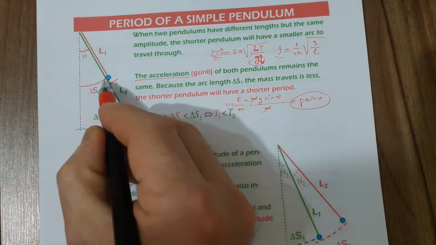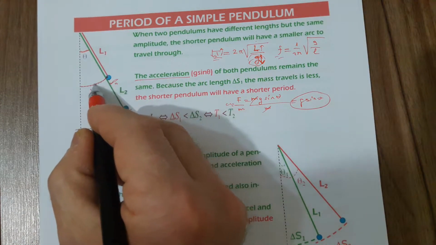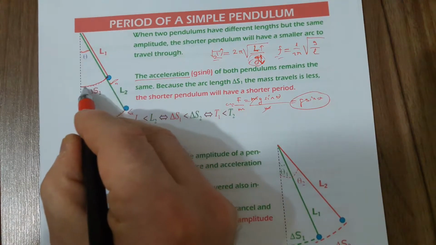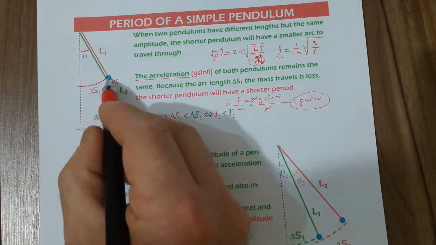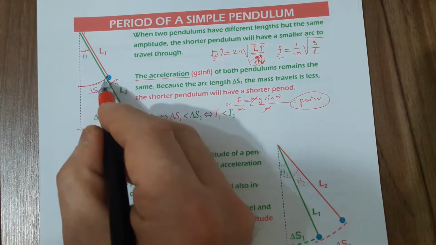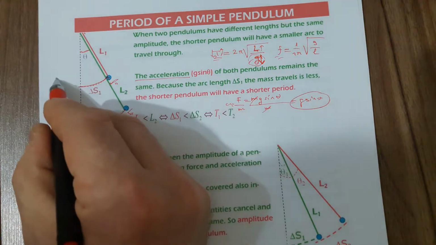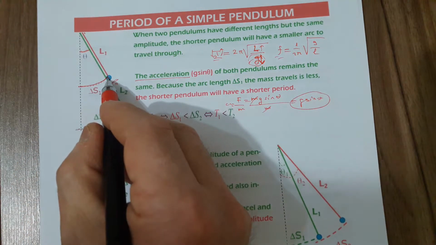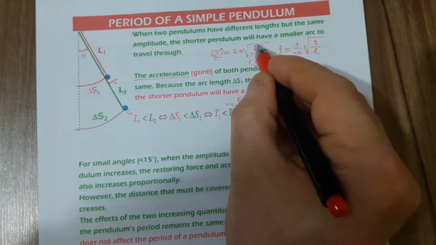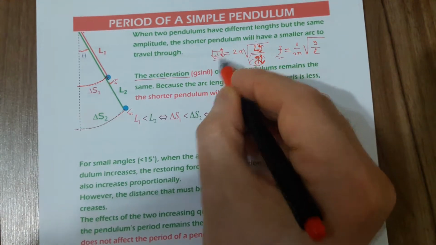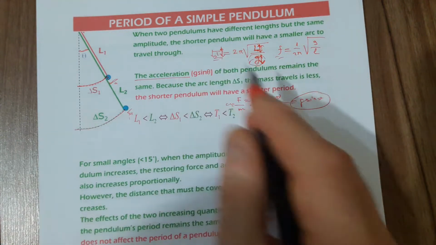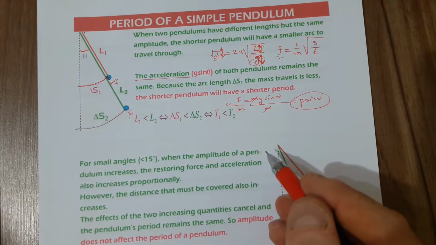Accelerations are the same, but the first one will travel a shorter arc length than the second one. For that reason, the time of travel of the shorter one is faster. It will move faster. So if you make the length shorter, it completes one oscillation in a shorter time, so the period becomes shorter. As you see, length is shorter, so period becomes shorter. If length is longer, so if you increase the length, period becomes longer. So the first one is this.